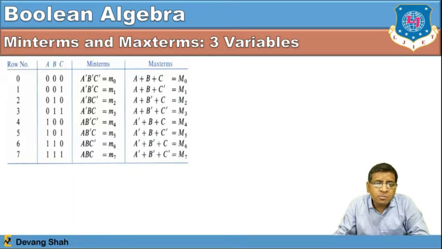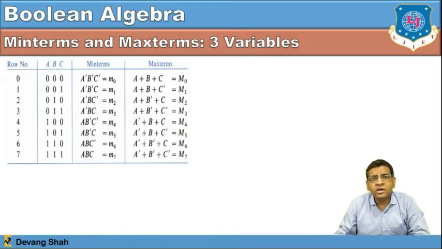Since it is a 3-bit digital system, my variables are A, B, C. From that I can get the min term and max term. Always remember the output of a min term is always equal to 1, and the output of a max term is always equal to 0. So in a way you can say the min term is nothing but the complement of the max term, and the max term is nothing but the complement of the min term.